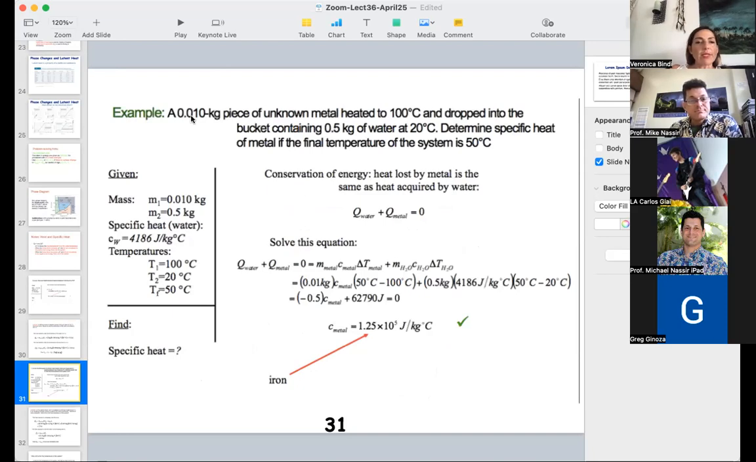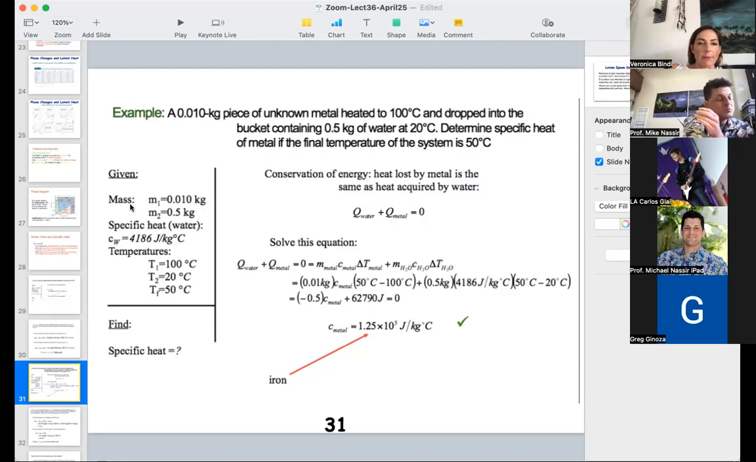Now we have a 0.01 kilogram piece of a known metal, which is heated at 200 degrees Celsius and dropped into a bucket containing 0.5 kilogram of water at 20 C. Okay, so we have this amount of an unknown metal, 100 degrees Celsius, that is dropped into a bucket of water that contains this amount of water at 20 Celsius. Determine the specific heat of the metal if the final temperature of the system is 50 Celsius.